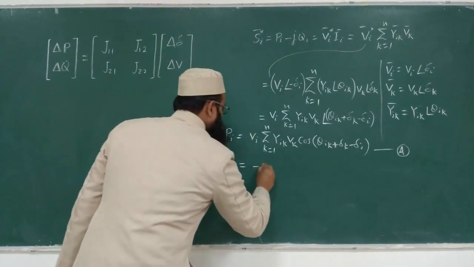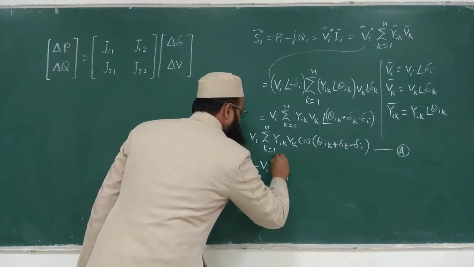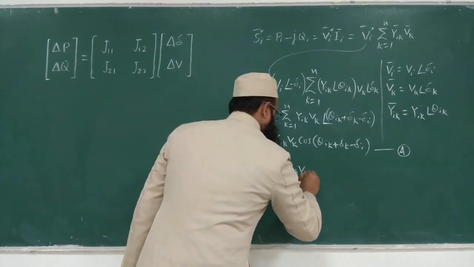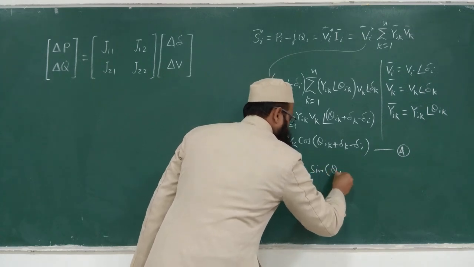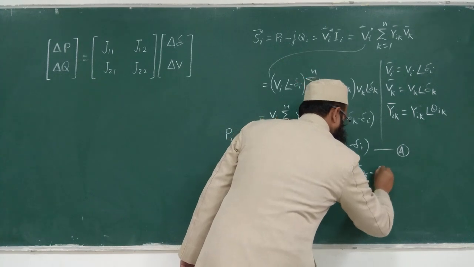And Qi, this minus sign is there, so take negative, same magnitude Vi, summation k equal to 1 to n, Yik, Vk, sine of same angle, theta ik plus delta k minus delta i.